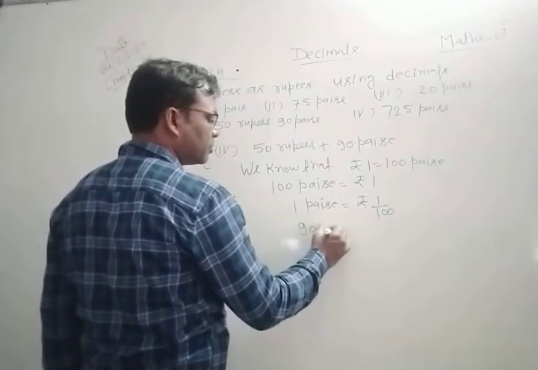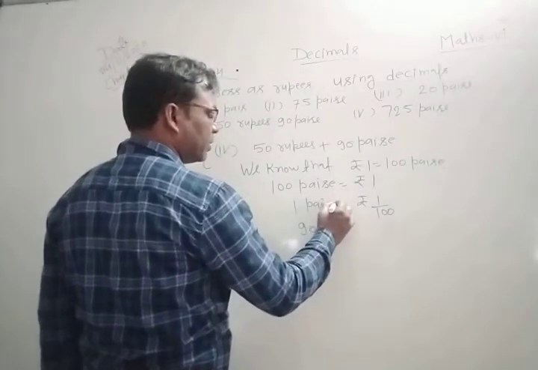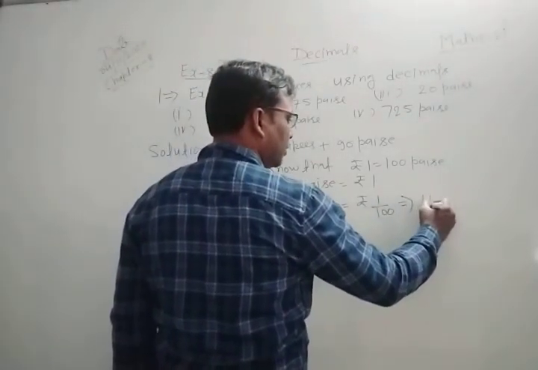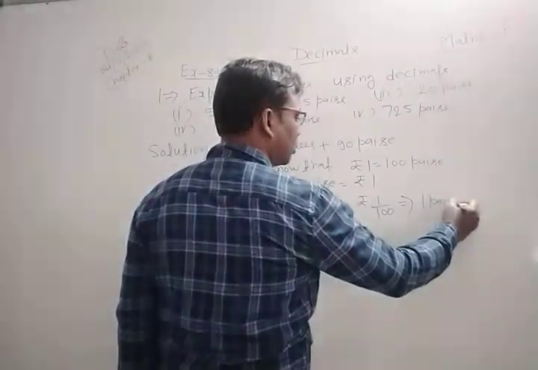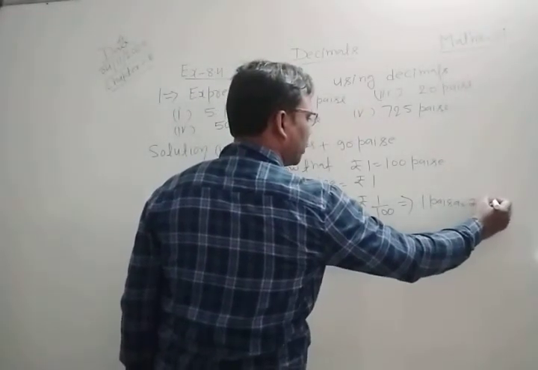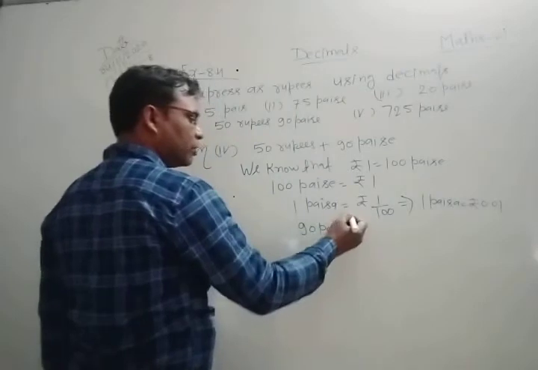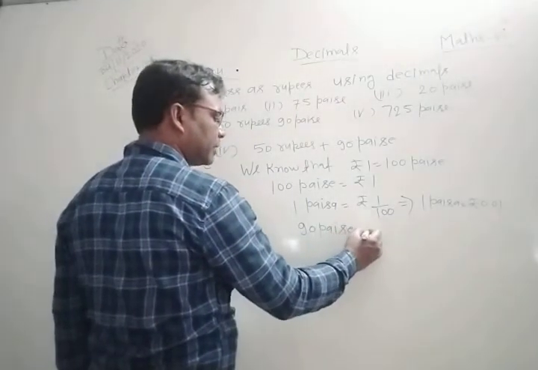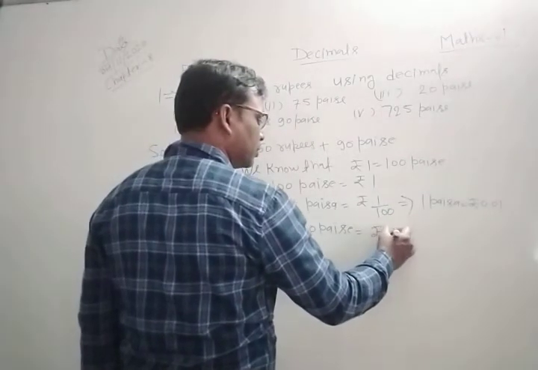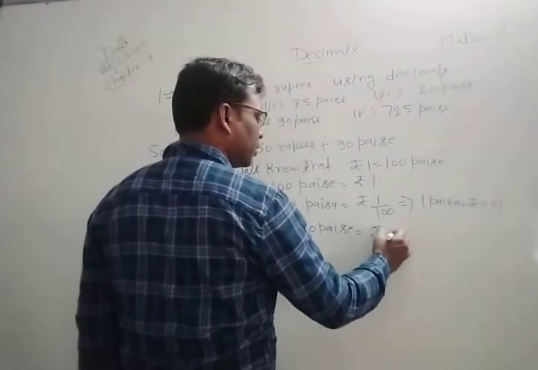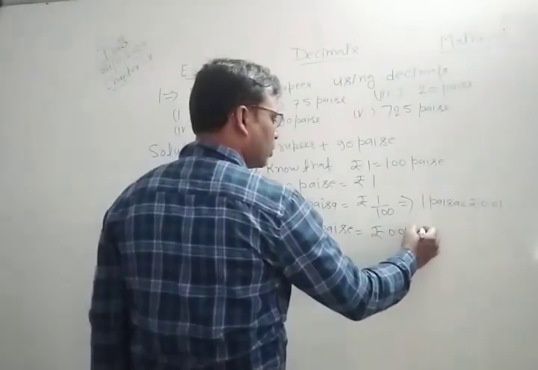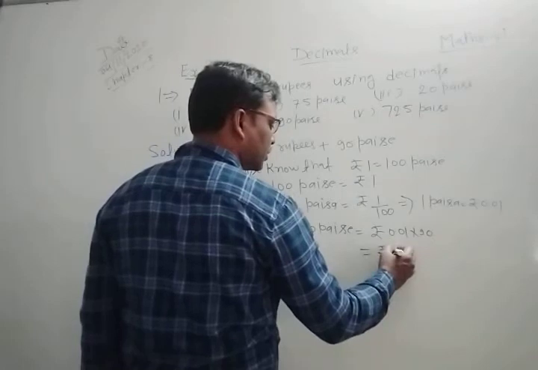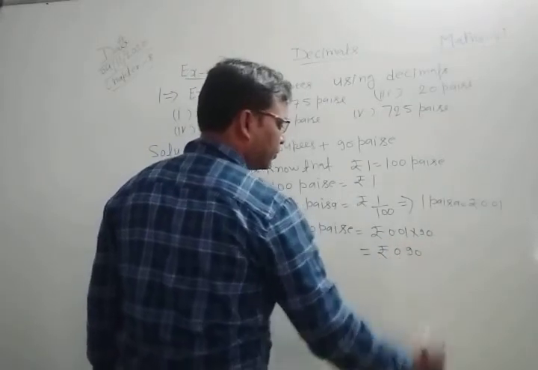So 90 paise is equal to what? This is 1 paise. Okay. This is 1 paise. We can write 1 paise is equal to rupees 0.01. Okay. So we have 90 paise. We have 90 paise is equal to rupees 0.01 into 90. This is equal to what? This is equal to nothing but you can say 0.90.